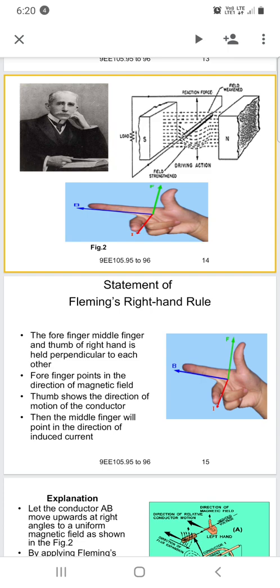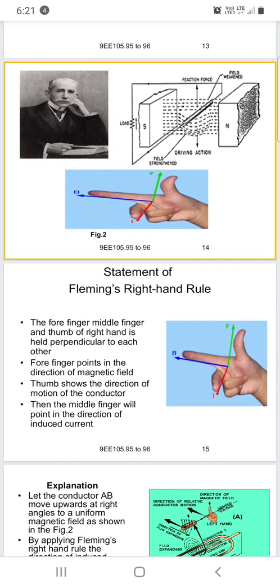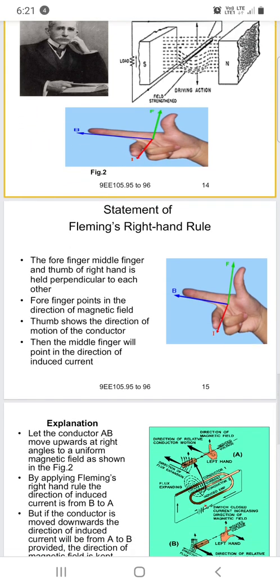Okay, now the blue line: the forefinger indicates the direction of the magnetic field, and the thumb shows the direction of motion of the conductor. The thumb indicates the direction of motion of the conductor, and the middle finger points in the direction of the induced current.